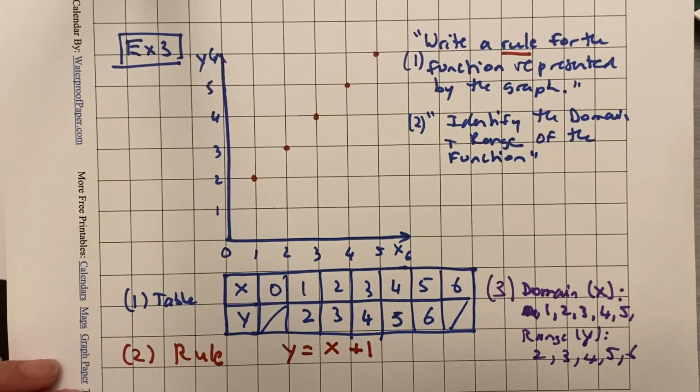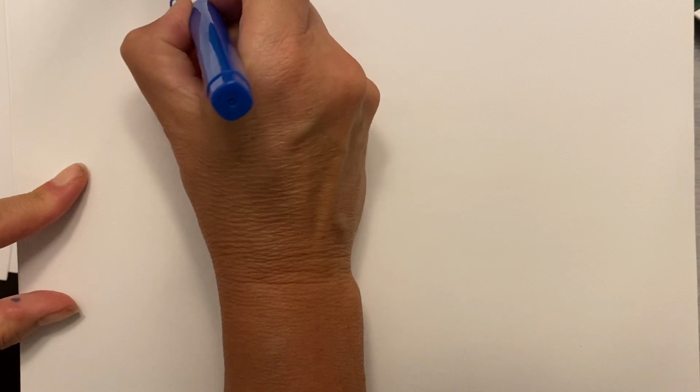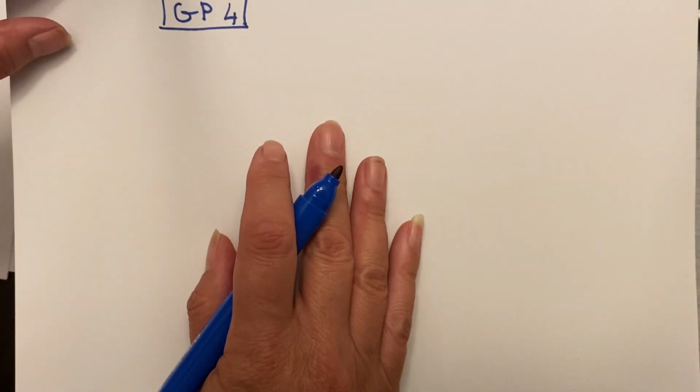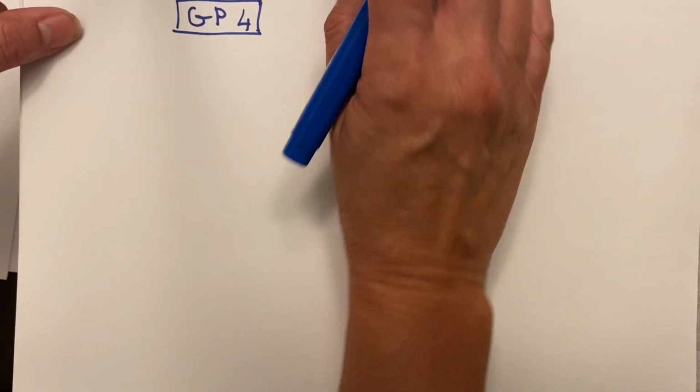Okay, a couple more things and we're going to be all set with this lesson. Before we go on, I'm going to assign you one more guided practice. I want you to do guided practice number 4, which is exactly like the exercise we just did. We just did exercise 3, and in guided practice 4, you're going to write a rule for the function and identify the domain and range. Once you've done that, so stop and do that, we're going to do one more thing, and that's my example 4 here.